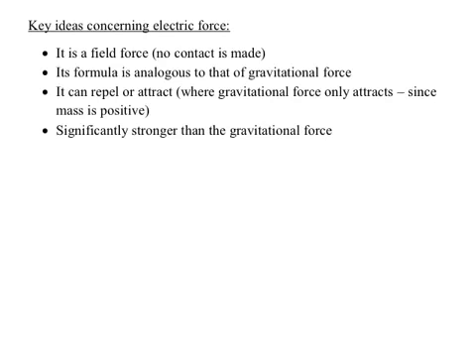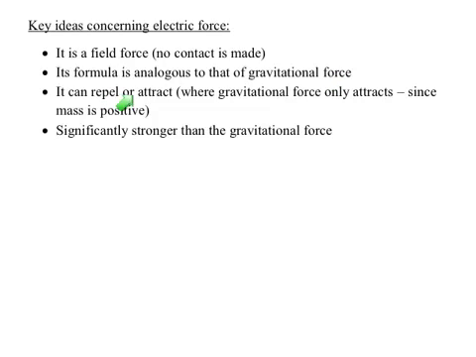Some main ideas that we've looked at so far concerning electric force. First, it's a field force, so there's no contact involved at all, like gravity. So these occur at a distance. That's where the R comes into play. There's no contact; if there were contact, it'd be a force like friction. Its formula is analogous to that of the gravitational force, and we saw that before. The formula, remember, Fe equals K Q1 Q2 over R squared is analogous to Fg equals big G M1 M2 over R squared.